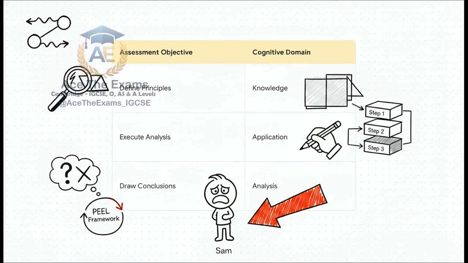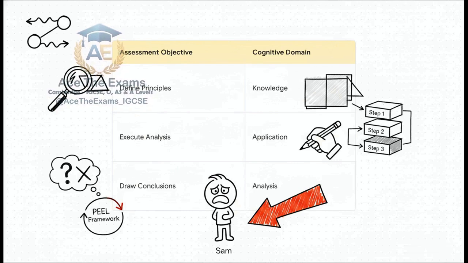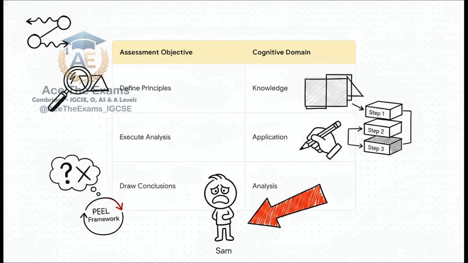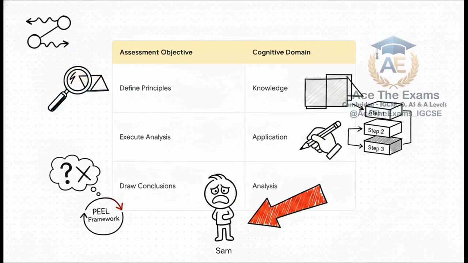This is where we use the PEEL framework: point, evidence, explanation, link. You make your point about the forces, you provide the evidence through your equations, you explain the mathematical steps clearly, and you link it back to the command word's specific requirement.